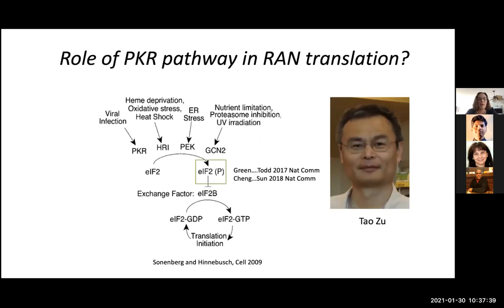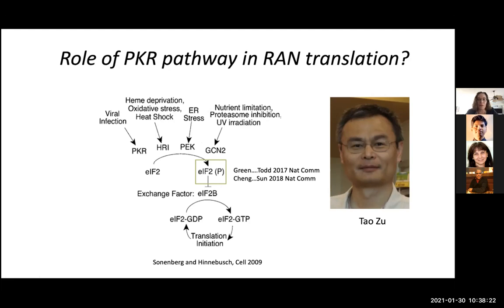So the integrated stress response is a response in which cells respond to different insults, and that leads to the phosphorylation of EIF2 alpha, which is a subunit of the EIF2 protein. And this box is highlighted in green because it was Green and Todd and Chang and Son, but Green was the first author and really showed that EIF2 alpha, when it's phosphorylated, leads to elevated levels of RAN proteins.